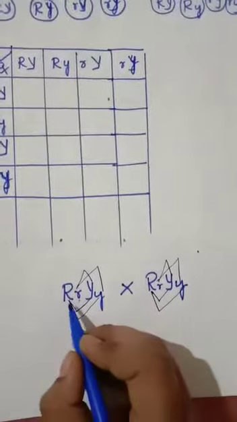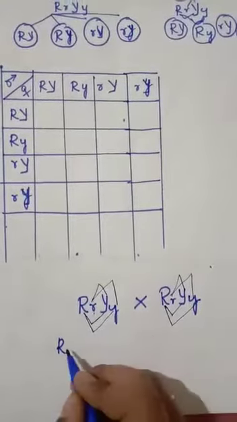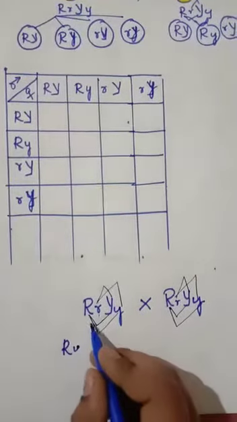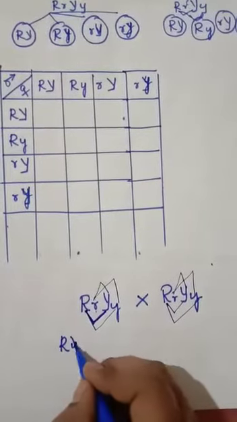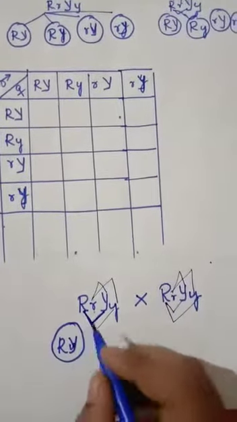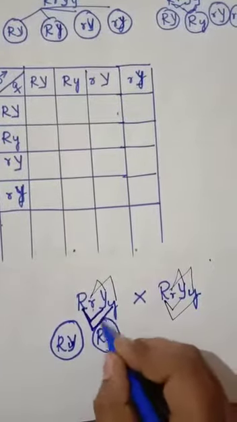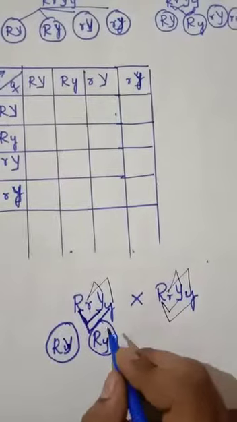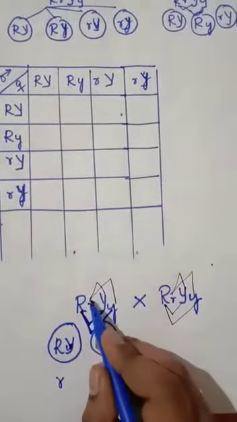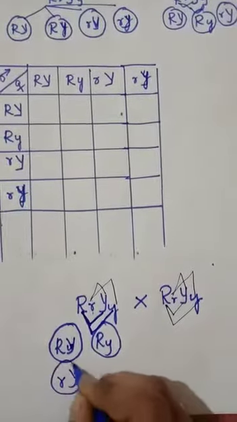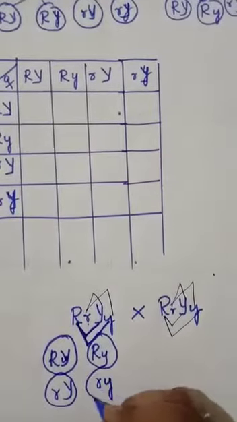Okay, now I'll write the gametes. First, I've taken capital R with capital Y. Okay, that is one gamete. So again capital R with small y is another gamete. And next we are taking small r with capital Y. Next we are taking small r with small y.